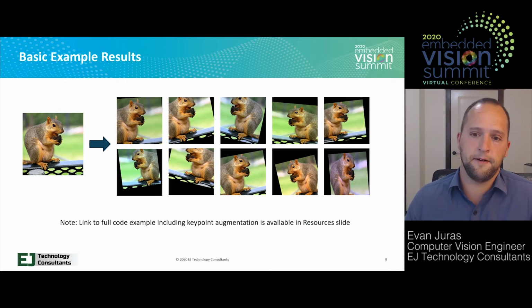Basically, you can see the different amounts of transformation or recoloring or cropping that occur with these augmentations. Now, these augmentations are a little bit excessive, but I'm mostly just showing as an example the kind of transformations that you can do. On the resources slide at the end of this presentation, I have a link to a GitHub repository I created that has some code examples that show how to do this augmentation, including with key point augmentation for object detection. So if you're interested, you can go and check those out.